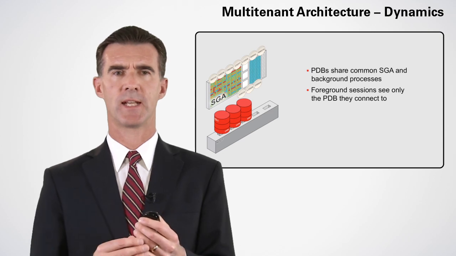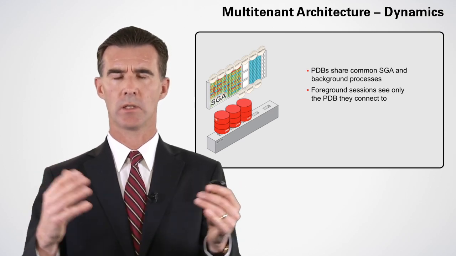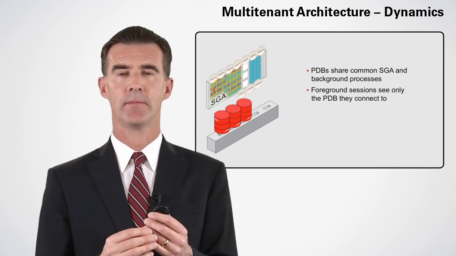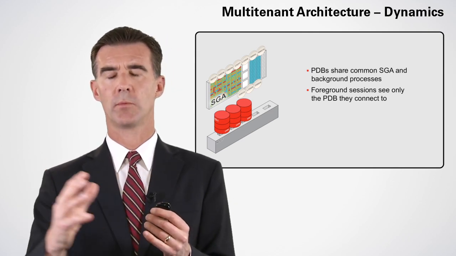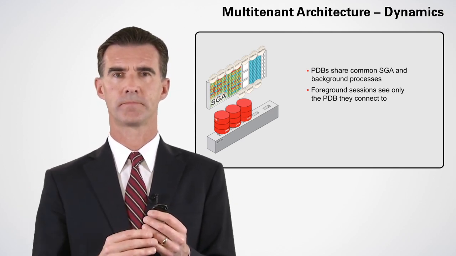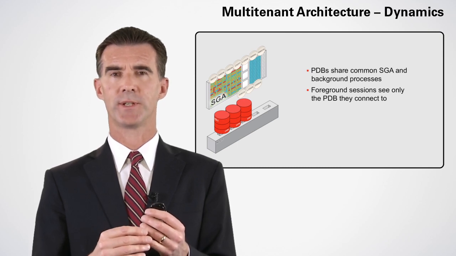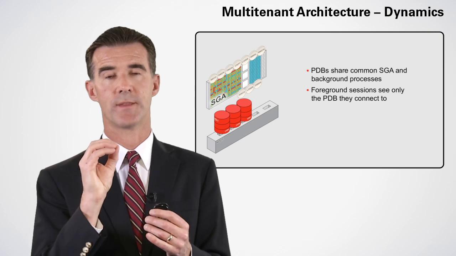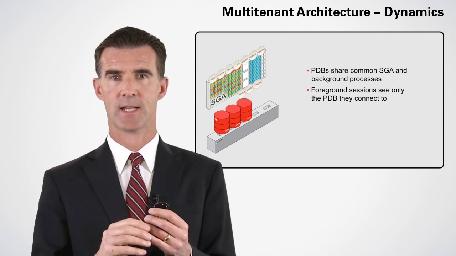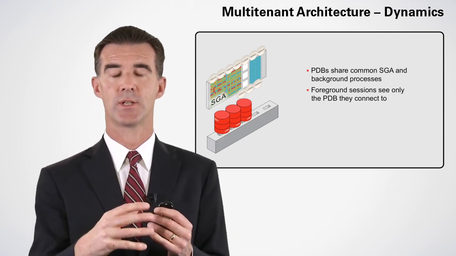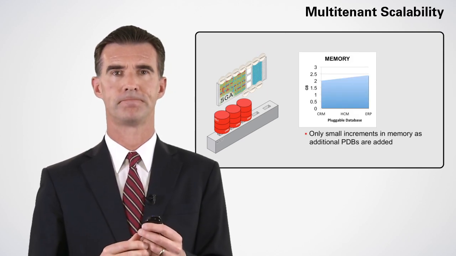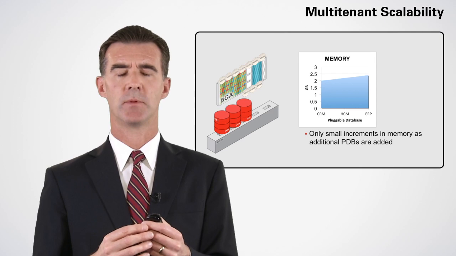So a little bit about the dynamics. Now we've got a single shared set of background processes and a single SGA shared by all of the pluggable databases plugged into it. The PDBs, the pluggable databases, see only the objects in the SGA which are relevant to them. This is how we deliver the tenant isolation. And the foreground sessions connect only to data that's appropriate to them. Now let's move on to scalability.